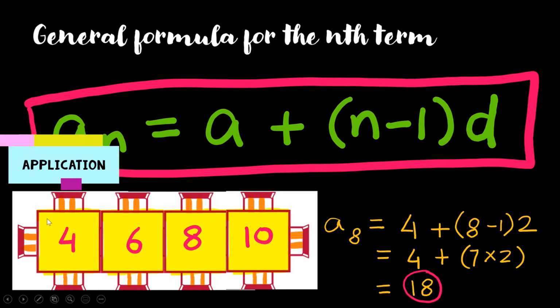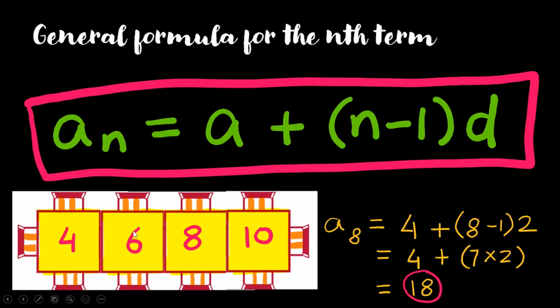Whenever you go to a restaurant next time, try to understand it from the mathematics perspective. You can use your AP knowledge, or arithmetic progression knowledge, to find out how many tables you need to accommodate the number of friends you have. So it is not just double. So 4, 6, 8, 10, and then at the 8th table you can accommodate 18 persons.